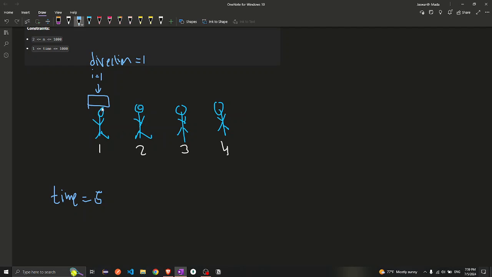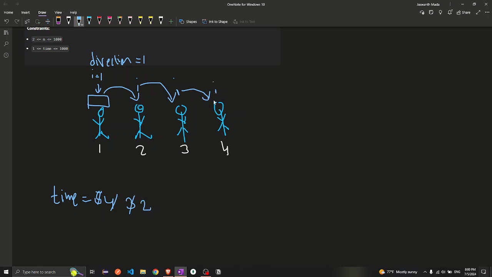Now what I'm going to do is I'll check the direction. Direction is 1, so I need to move in this direction, right? So I'll increase i, it comes here and time becomes 4, right? And again the direction is 1 itself, so i moves here and the time becomes 3, and direction is again 1, so i will come here, and my time will become 2.